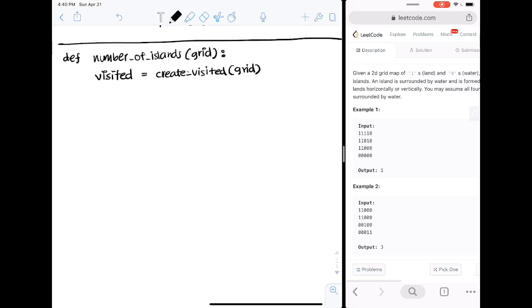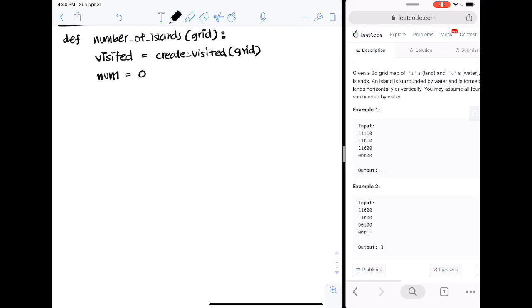And then what I want to do is, so let's leave some space. Okay, so of course we want to count how many islands we've seen, so let's keep a counter for that. And let's leave some space just in case we make any mistakes. So for i in length grid, for j in length grid i.